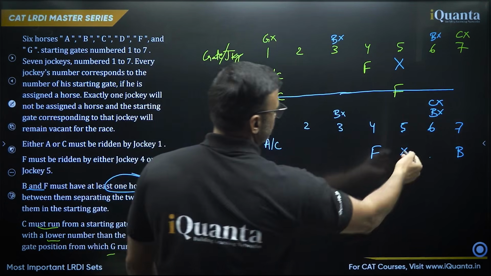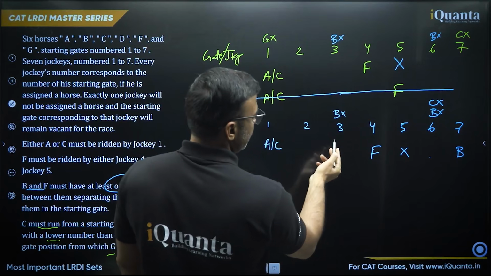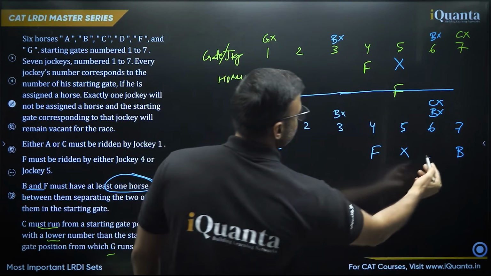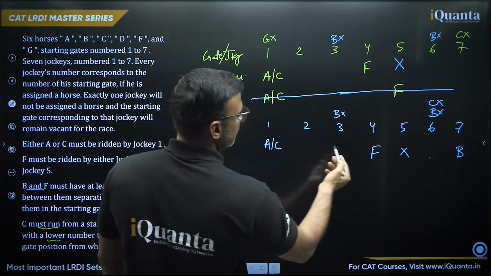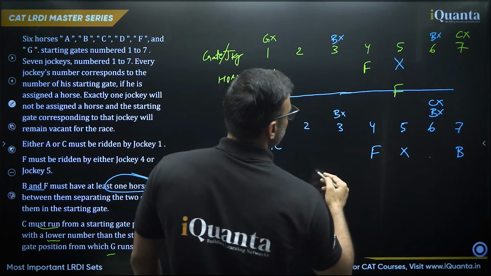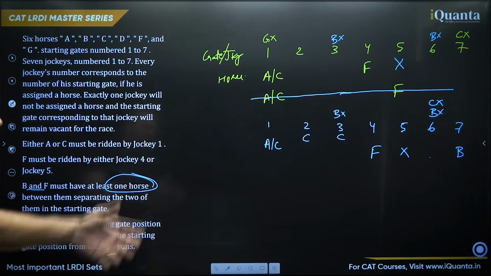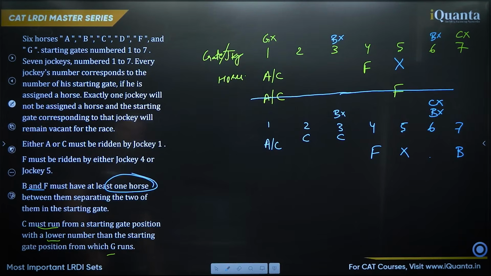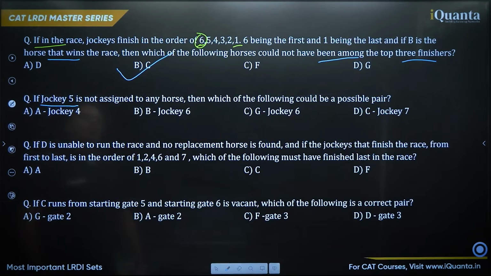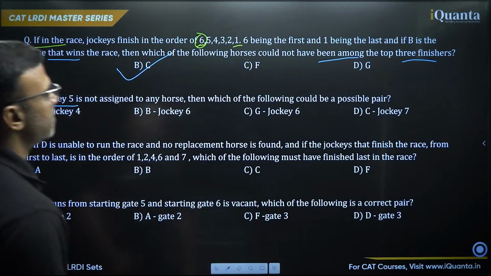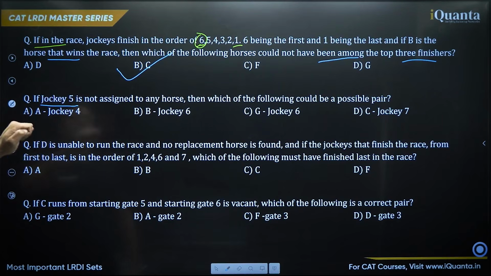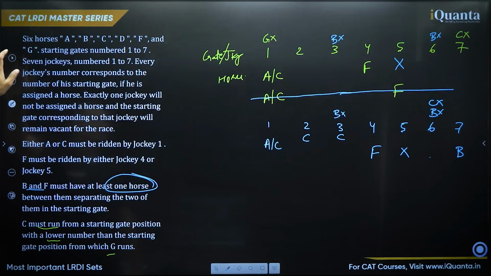This is already occupied. C cannot be here. C can be here. If I put C here, then G will be at these two places. So C can be either at the third place, the second place, or the first place, of course. Okay, fine. What is the question? Which of the following could be a possible pair? Let's check one by one.